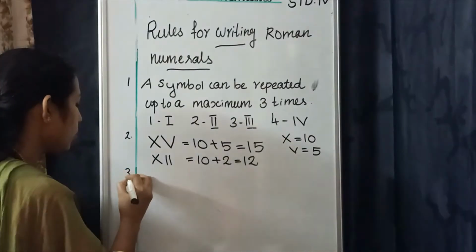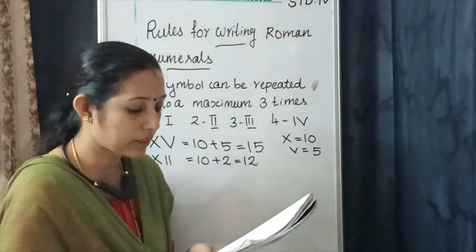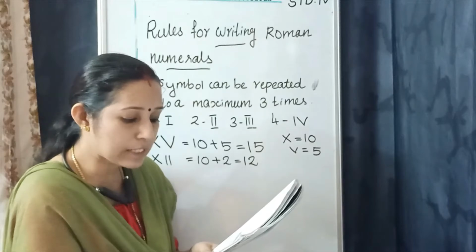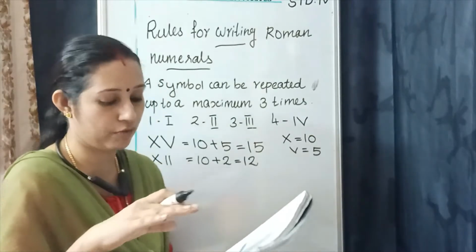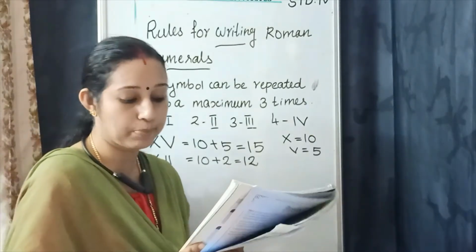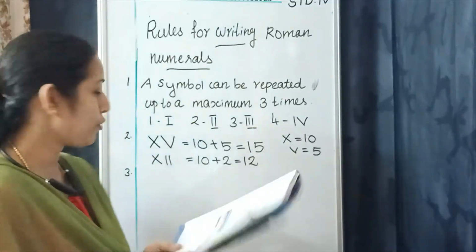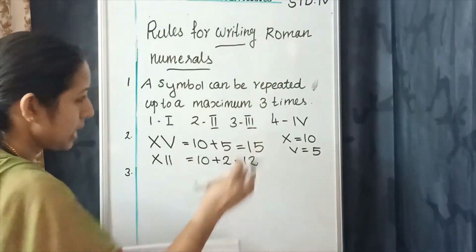And the third rule in the Roman numeral system is, if a symbol is placed before a symbol of greater value, the value is subtracted from the greater value. For example, IV.